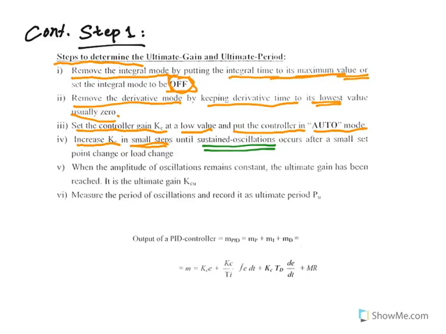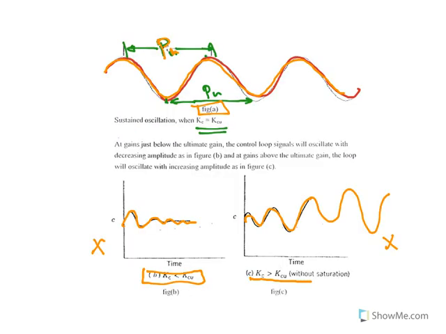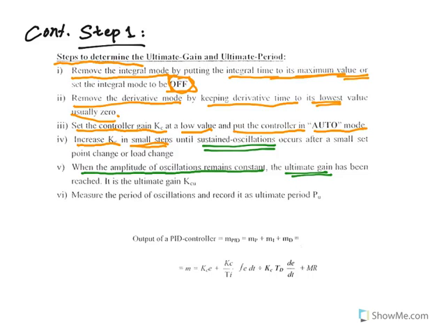When the amplitude of oscillation remains constant, the ultimate gain has been reached. So if you go back to this, until we reach such a graph, we have continuous oscillation with constant peak and constant time. So we can find the ultimate gain. And then finally, we measure the period of the oscillation and record it as the ultimate period.